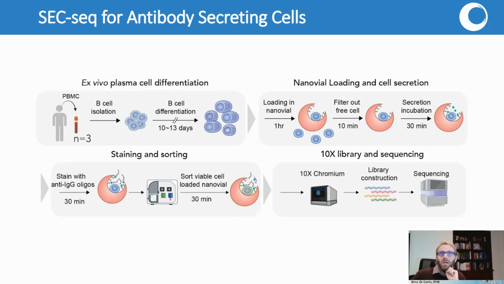But basically differentiating B cells, loading them, allowing them to secrete, and then sorting out the viable cells with the NanoSelect system here, and then using the 10x system for the SEC-seq workflow to characterize the barcoded IgG that's secreted, as well as the transcriptomes of those plasma cells.